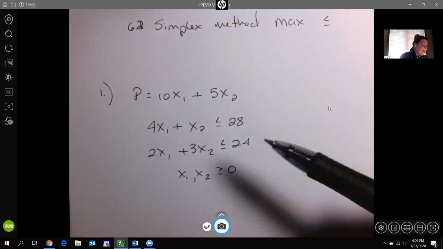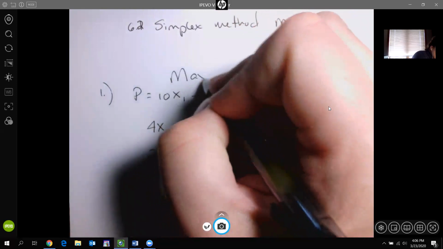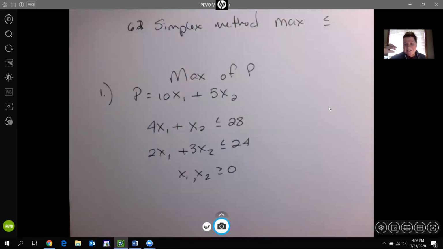So we're trying to find, oops, I didn't write the max here. Max of P. So we're trying to find the maximum value for P, for profit, and so we're going to find the x1 that gives us the max profit. So we're looking for three answers: x1, x2, and profit.